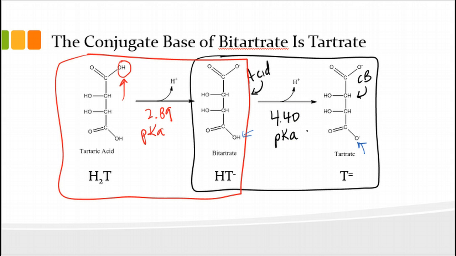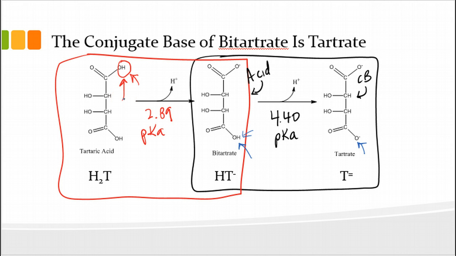So what does that mean? Well, it means that bitartrate is a weaker acid than tartrate. Tartrate loses that first acidic proton, the one that's right there, with a pKa of 2.89. So it's a moderate acid, fairly weak, not too strong. But bitartrate loses its second proton, the second acidic proton, with a pKa of 4.40. So that one doesn't come off as readily as the first one.